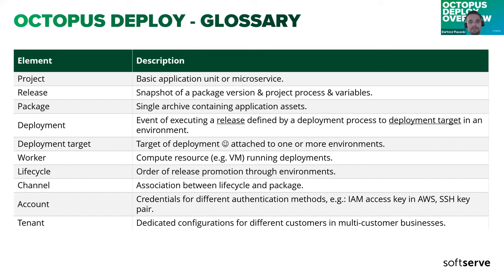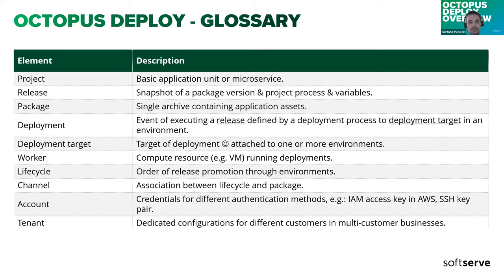Next, we have lifecycle, and this is the order of release promotion. So how the release is executed through environments. An example of a lifecycle would be: first deploy to UAT, then deploy to prod, then deploy to disaster recovery. Or you could have another example of a lifecycle: deploy straight to production, or omit production but deploy to dev, QA, and UAT. So examples are there, and we'll take a closer look at lifecycles later.